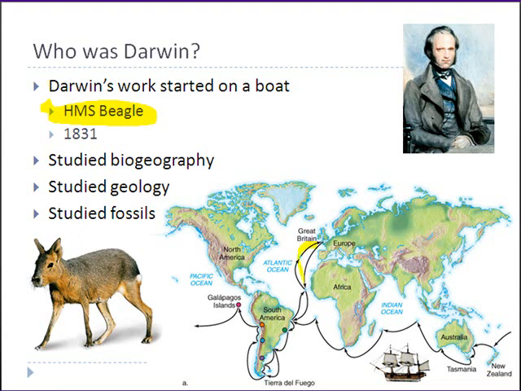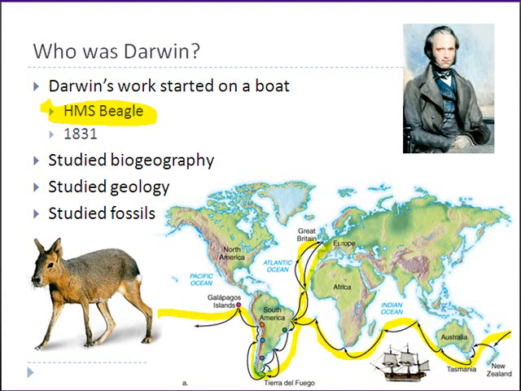So you can see on this map here how they left Great Britain. They went around the southern tip of South America, across the Pacific Ocean, over by Australia, up into the Indian Ocean, around the south point of Africa, back again over to South America, and then finally returned to Great Britain. And it took several years.